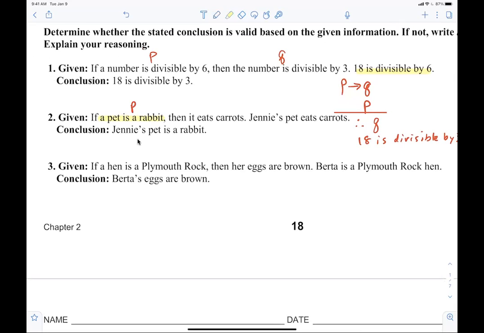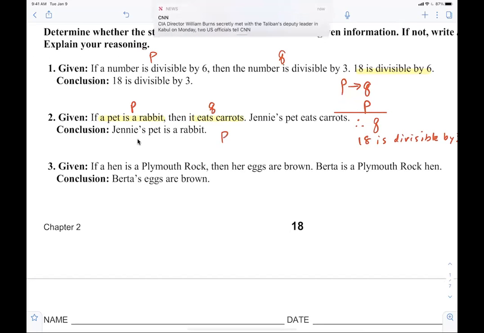Then what? Then it eats carrots. Eats carrots is what? Q. All right. So now I come down and write if P, then Q.